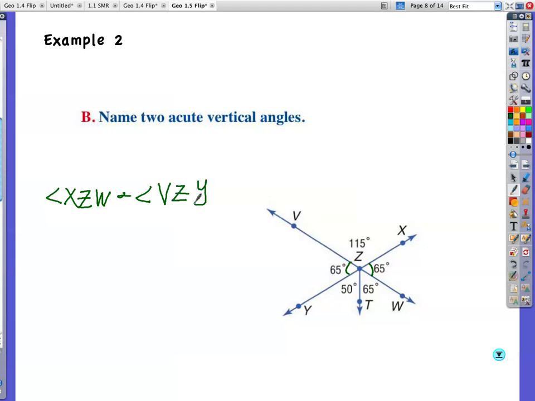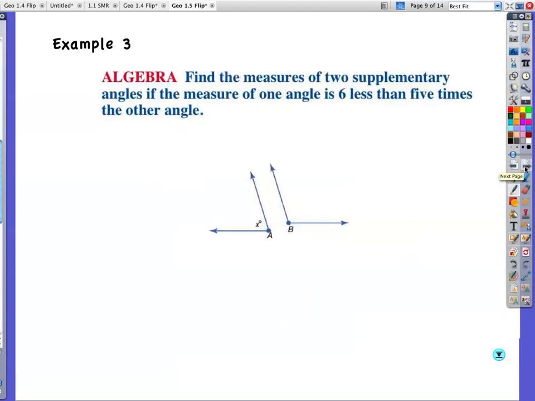And that's your only pair of vertical angles. Example 3: find the measures of 2 supplementary angles if the measure of one angle is 6 less than 5 times the other angle. Okay, supplementary means the total is 180 degrees.